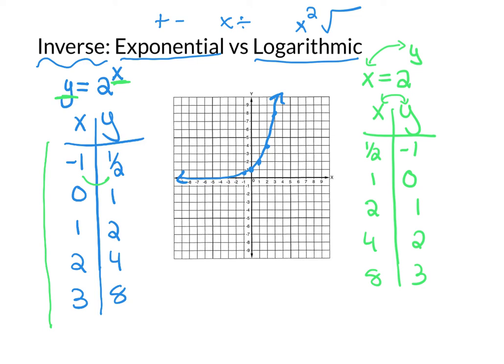All right, so let's see what happens when I graph those. So 1/2, down 1. 1, 0. 2, up 1. 4, up 2. 8, up 3. So what it does, it's kind of like this flip. And what it technically is, it's a reflection over this diagonal line. And remember how exponential functions have that horizontal asymptote? Well, the logarithmic function has a vertical asymptote.